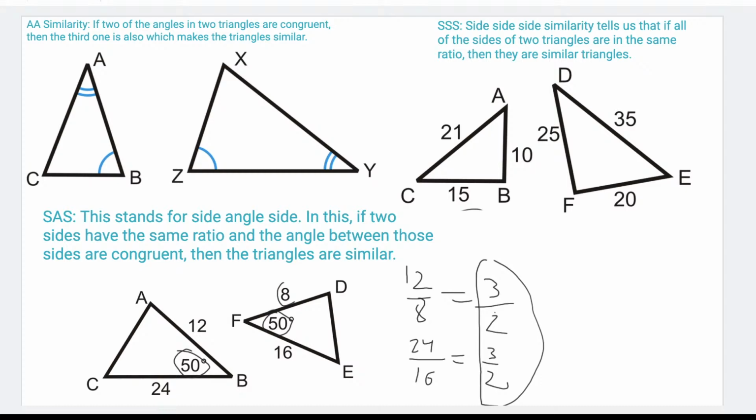Now the last way to identify similar triangles is SSS, which stands for side side side similarity, and it tells us that if all of the sides of two triangles are in the same ratio, then they are similar triangles. An example would be, pretend these are the side lengths of a triangle: 3, 4, 5, and the other triangle is 6, 8, 10. Then the ratio is always times 2. You just multiply by 2, multiply by 2, multiply by 2 to get the other triangle, so they are similar.